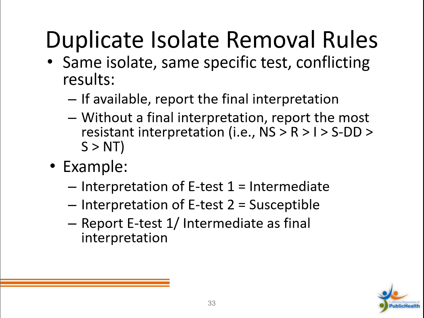not tested. As a quick example, let's say we had a patient with 2 e-test results for the same organism against the same antimicrobial. If the first test result was intermediate and the second was susceptible, the more resistant result of intermediate is reported. Let's move on to our second scenario.